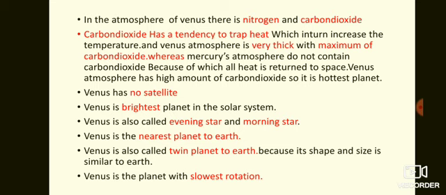Venus is the nearest planet to the Earth. Anyone can ask you which is the nearest planet to the Earth, so the answer will be Venus. Venus is also called the twin planet to Earth.